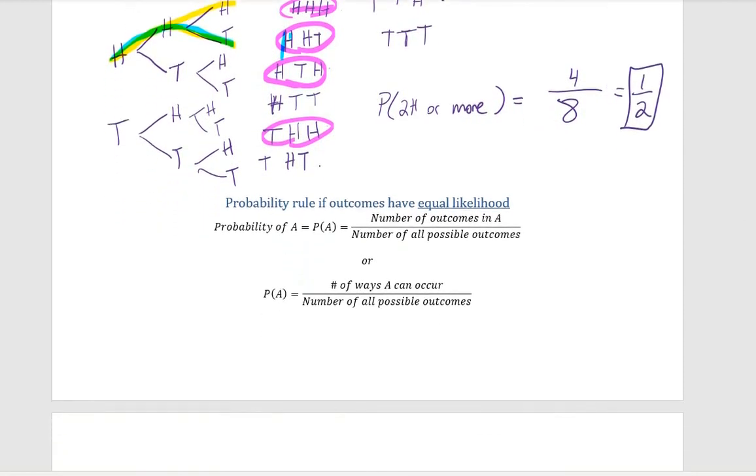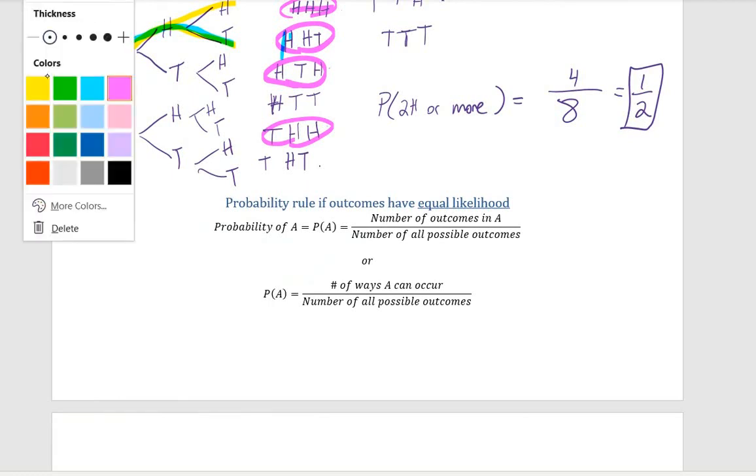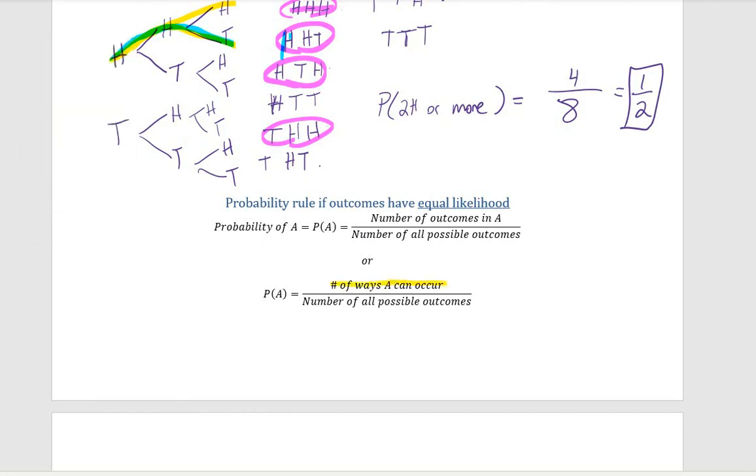So when you're trying to find the probability of something and each thing has equally likely outcomes, what you're going to do is take the number of ways that outcome can occur, or the times you see the event, and divide it by the total number of outcomes, or you can also think of that as the size of your sample space.